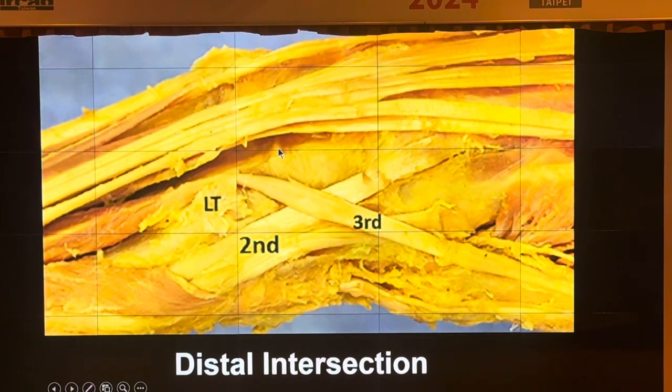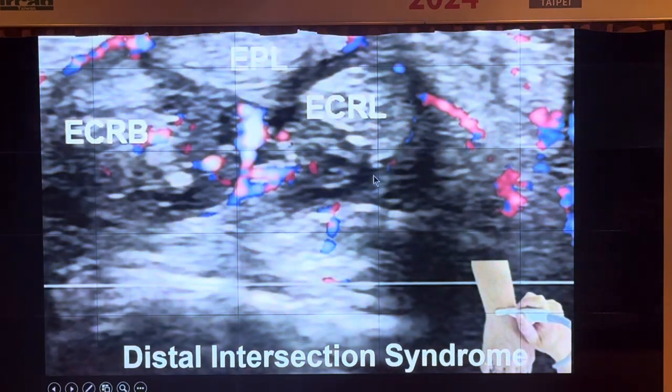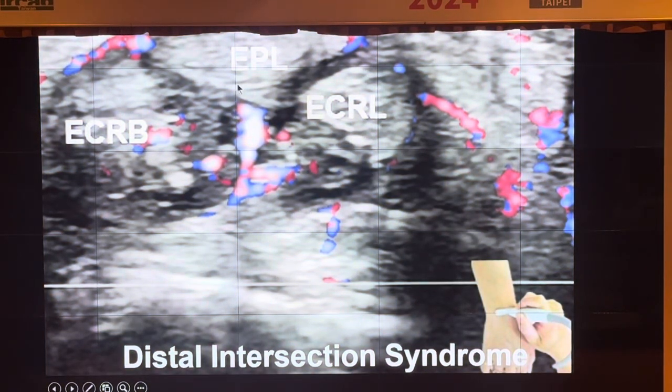Another area where a patient can have symptoms like de Quervain's is the distal intersection area. So where is the distal intersection? Distal intersection is the area where the tendon inside the third compartment, which is the extensor pollicis longus, crosses over the tendons inside the second compartment, including the extensor carpi radialis longus and the extensor carpi radialis brevis. In this case, again, you can find increased vascularity between the two groups of tendons. It indicates the patient has distal intersection syndrome.